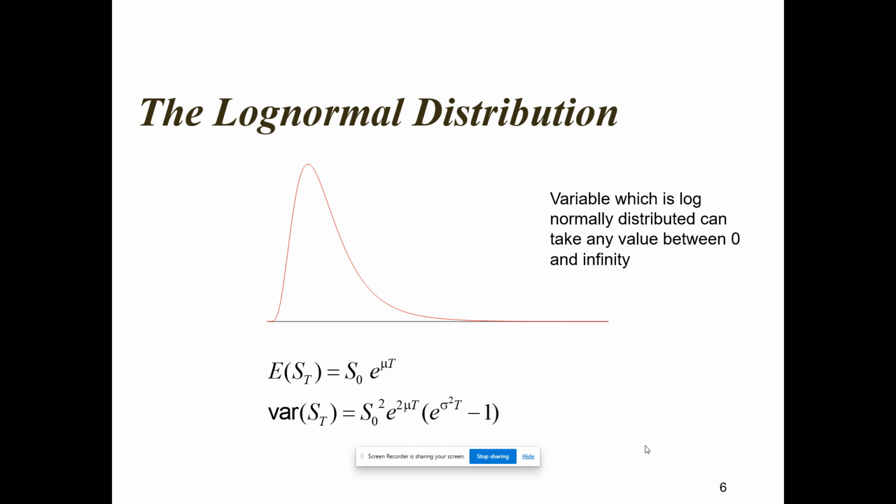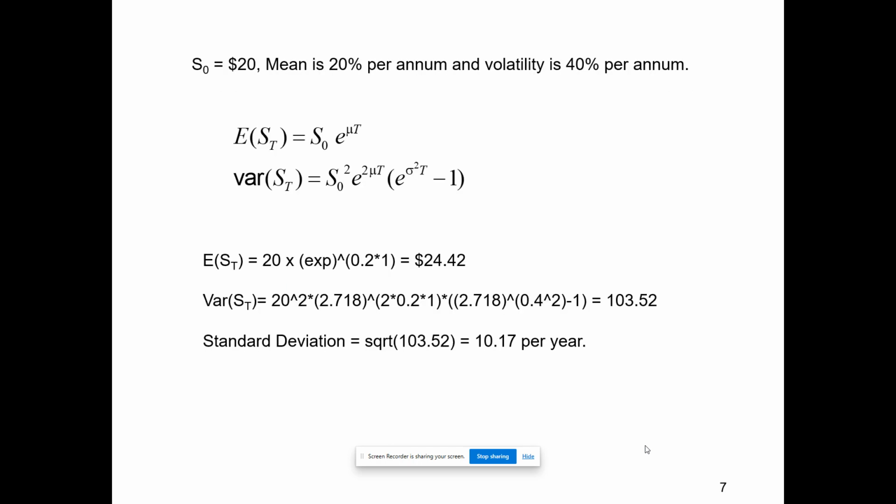I'm not getting into the derivation of how we arrived at them, but by themselves, these equations are important for you to solve certain problems. Now, let's take an example of where you can use these equations. So you have S0 as $20, mean is 20% per annum, and volatility is 40% per annum. So how do you calculate E of ST? You know E of ST is S0 times e raised to the power of mu t. So that's 20 times exponential of 0.2, which is the value of the mean, times 1. T is 1, so it's for 1 year. Which gives you 24.42.